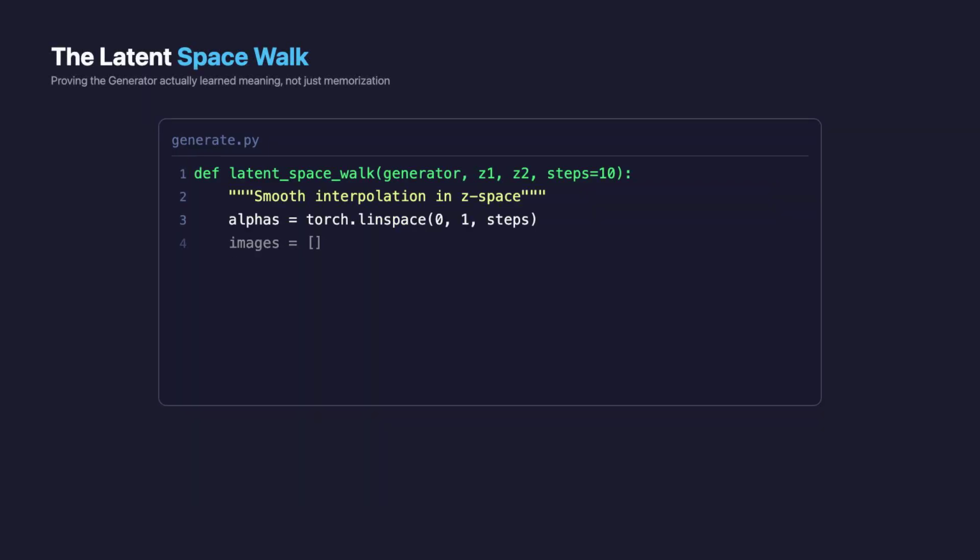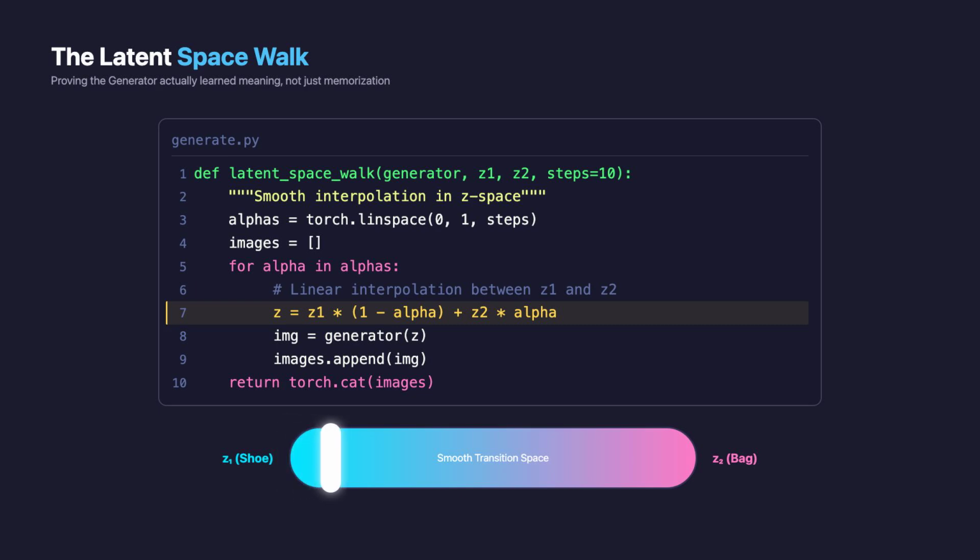One of the most magical results of a trained GAN, the latent space walk. We take two random noise vectors Z1 and Z2 and linearly interpolate between them. The code is beautifully simple. We create a series of alpha values from 0 to 1, then blend Z1 and Z2. Each blended vector produces a unique image and the transitions are smooth.